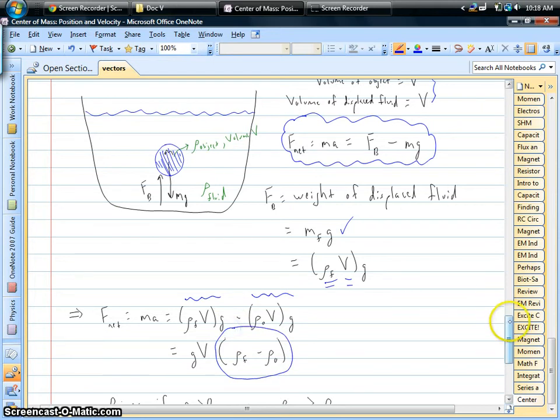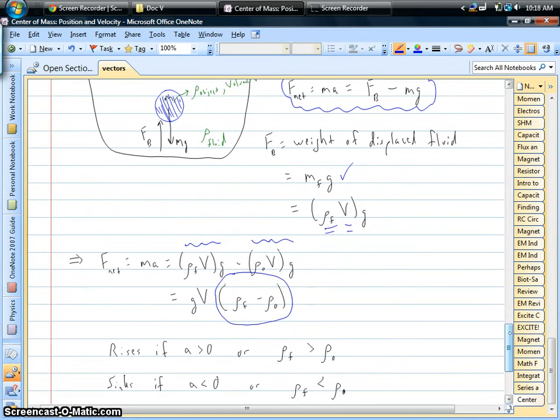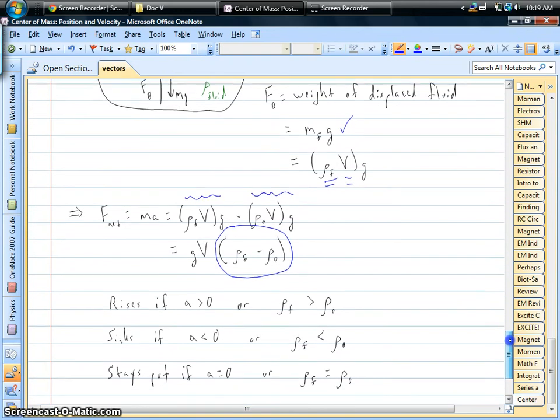So you probably have heard this before. You know, if you place something in water, if it's denser than water, it sinks. If it's less dense, it floats. Well, here's kind of the proof of that. Here's why that's true. In order to get the buoyant force greater than the weight of the object, or if the weight of the object is greater than the buoyant force, it's going to sink.